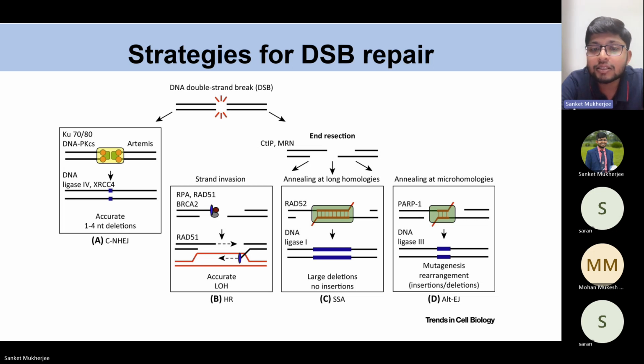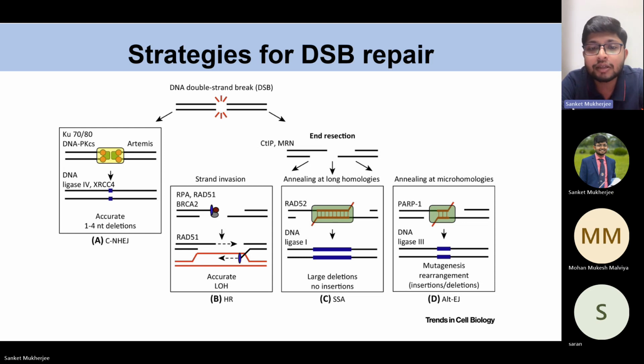There are also single-stranded annealing and alternative end joining that could happen. If homologous recombination and non-homologous end joining do not work properly, then these two mechanisms are involved.